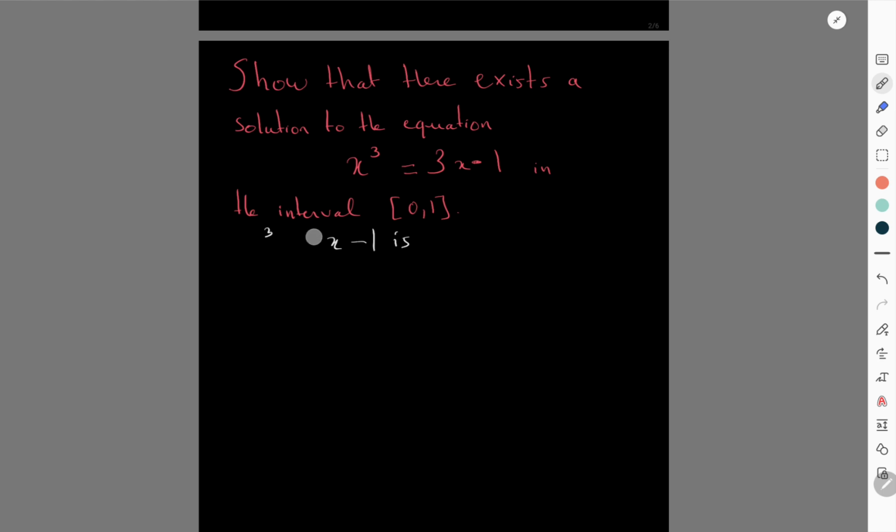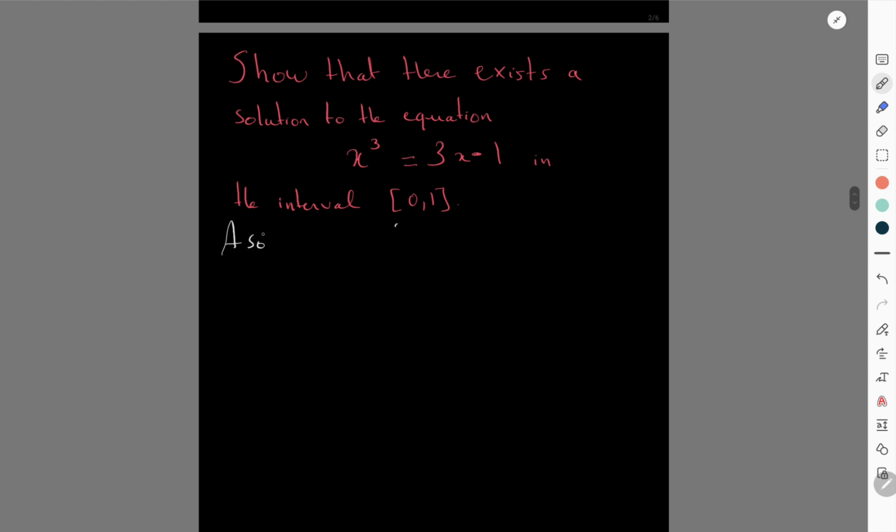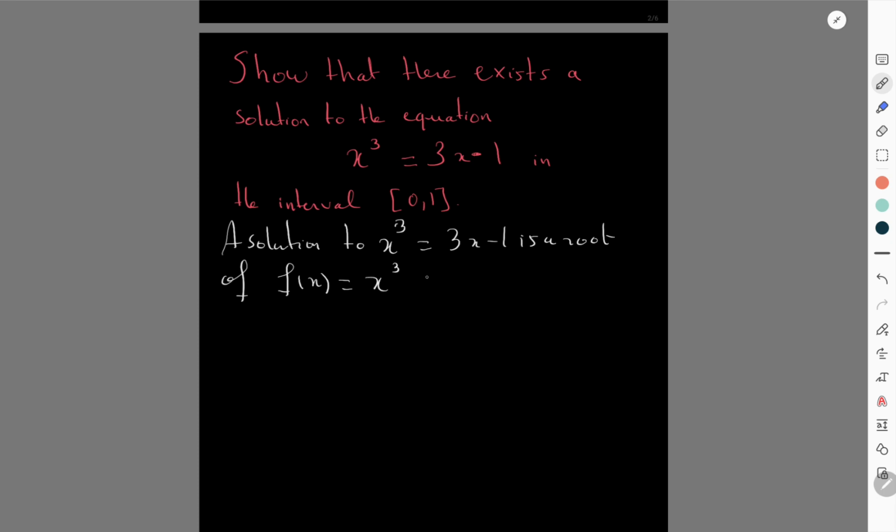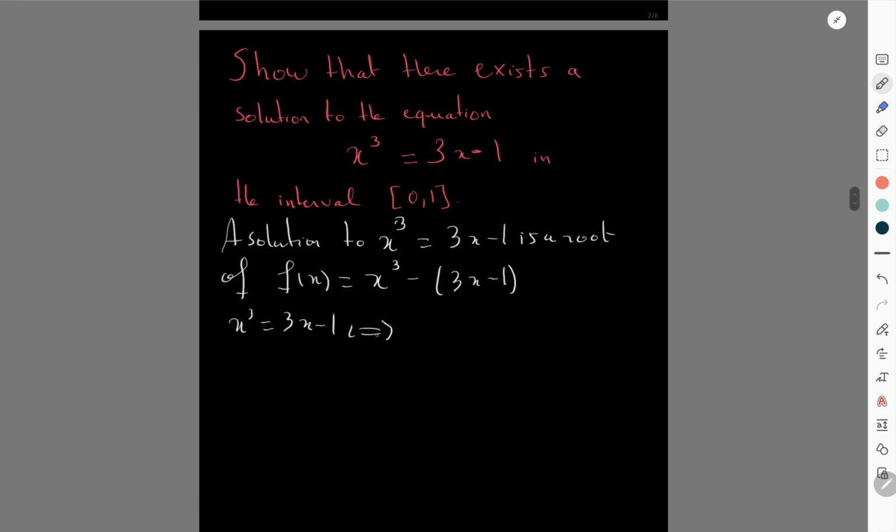well, a solution is a root of f(x) equals x cubed minus 3x minus 1. Why is that? Because solving x cubed equals 3x minus 1 is equivalent to solving x cubed minus 3x minus 1 equals 0.